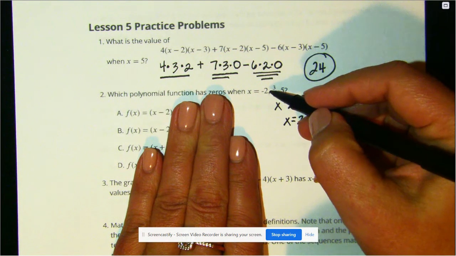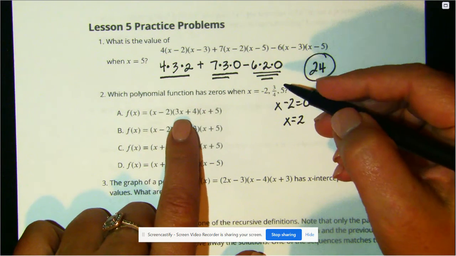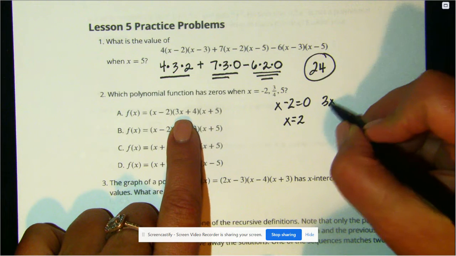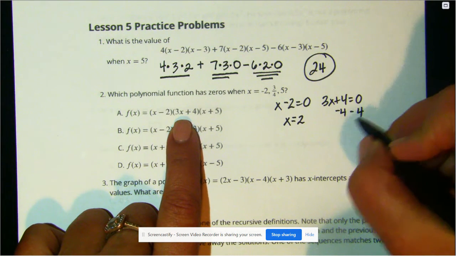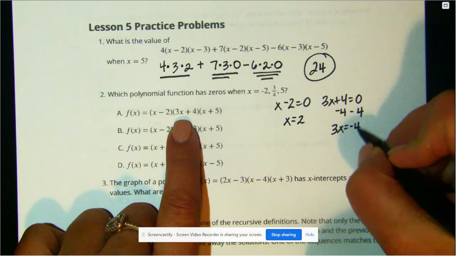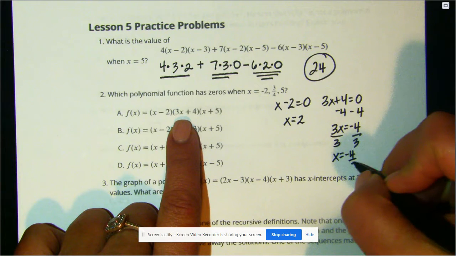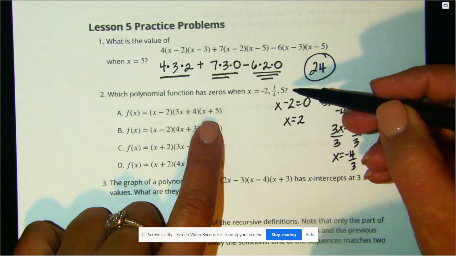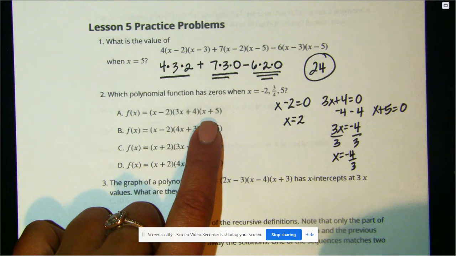I can already tell this one isn't going to work. It said -2, right? I'm just going to finish this one so you can see, though. 3x plus 4. What makes that 0? You would subtract 4 from both sides and divide by 3. -4/3. That's not 3/4. And then this one, x plus 5. x plus 5 equals 0. What would make that guy 0?